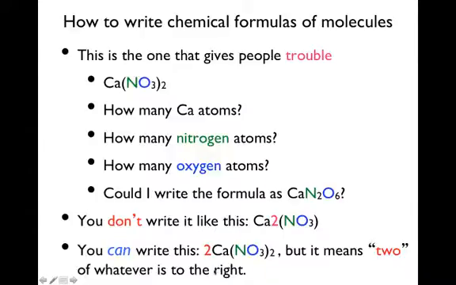The other thing, and we're going to get into this in more detail on the next slide, is you can put a 2 in front of the entire molecule.